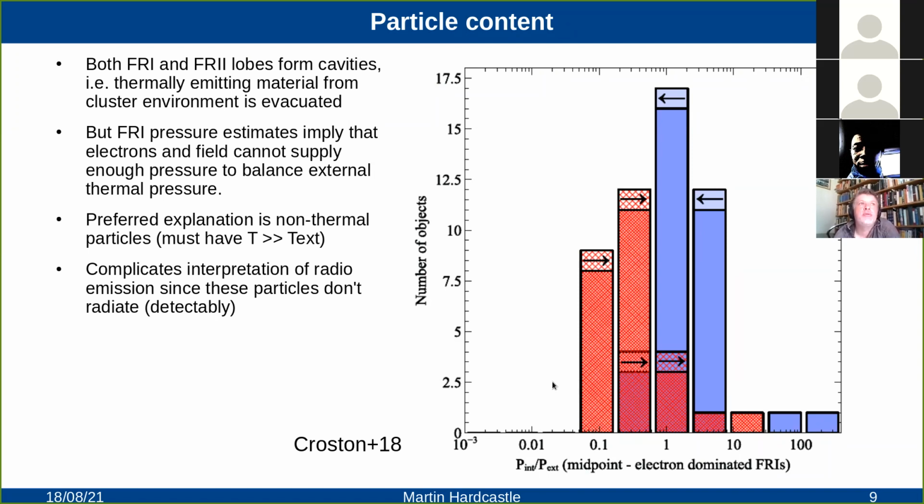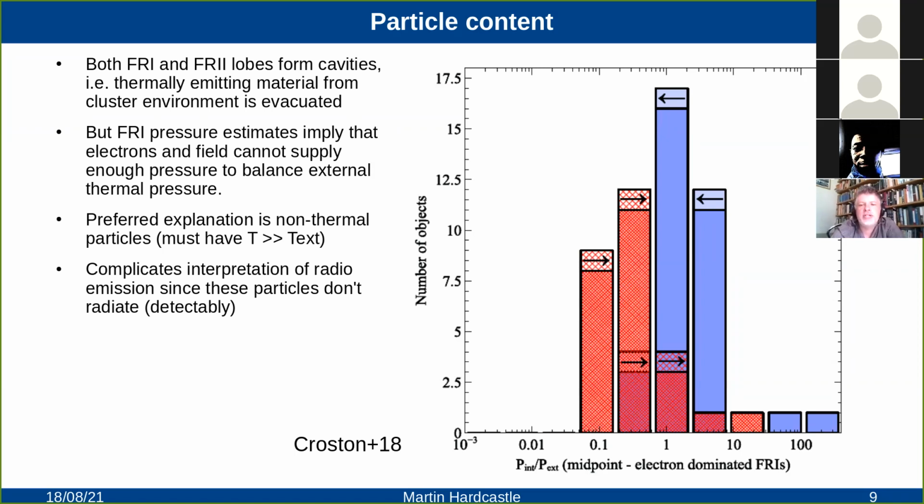So we don't really know what's going on there, but we think Phanerophoridae class 1 objects have an additional contribution to the internal lobe pressure, which we can't see. So particles which we can't classify in some way. So they're probably very hot thermal material. But these things don't radiate. So it's quite complicated to understand FR1 radio galaxies.